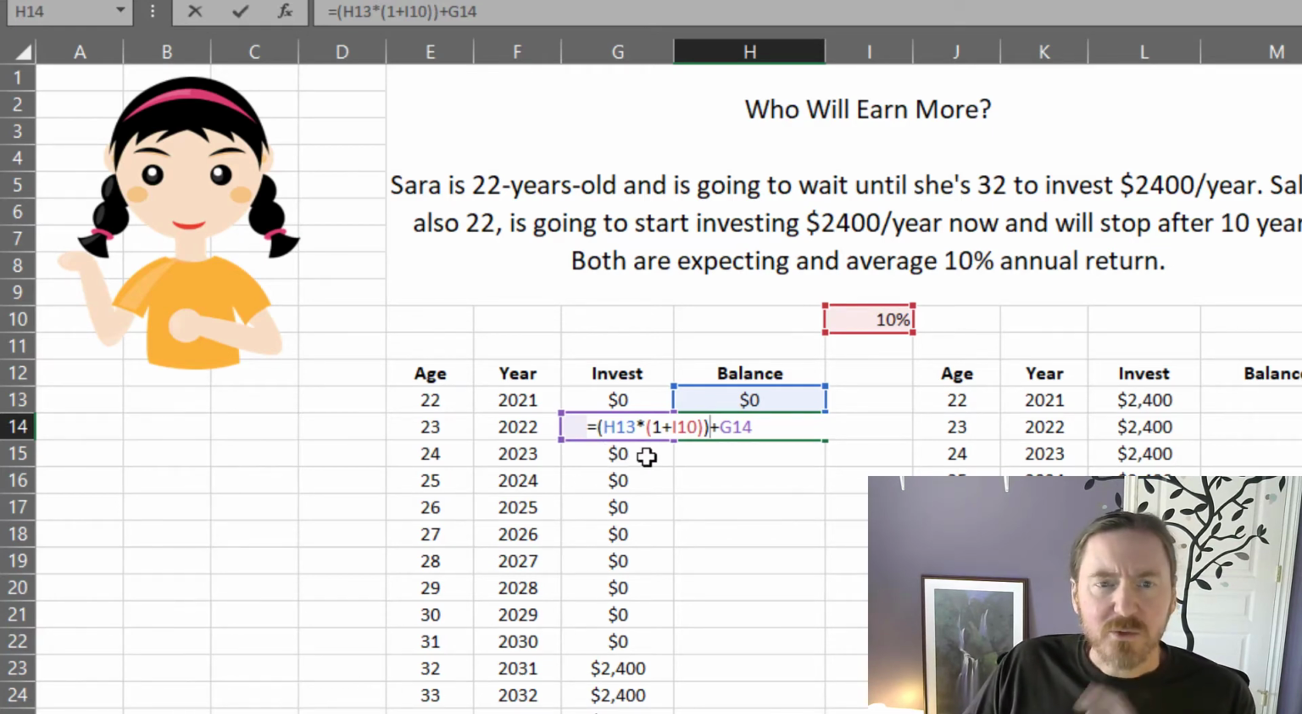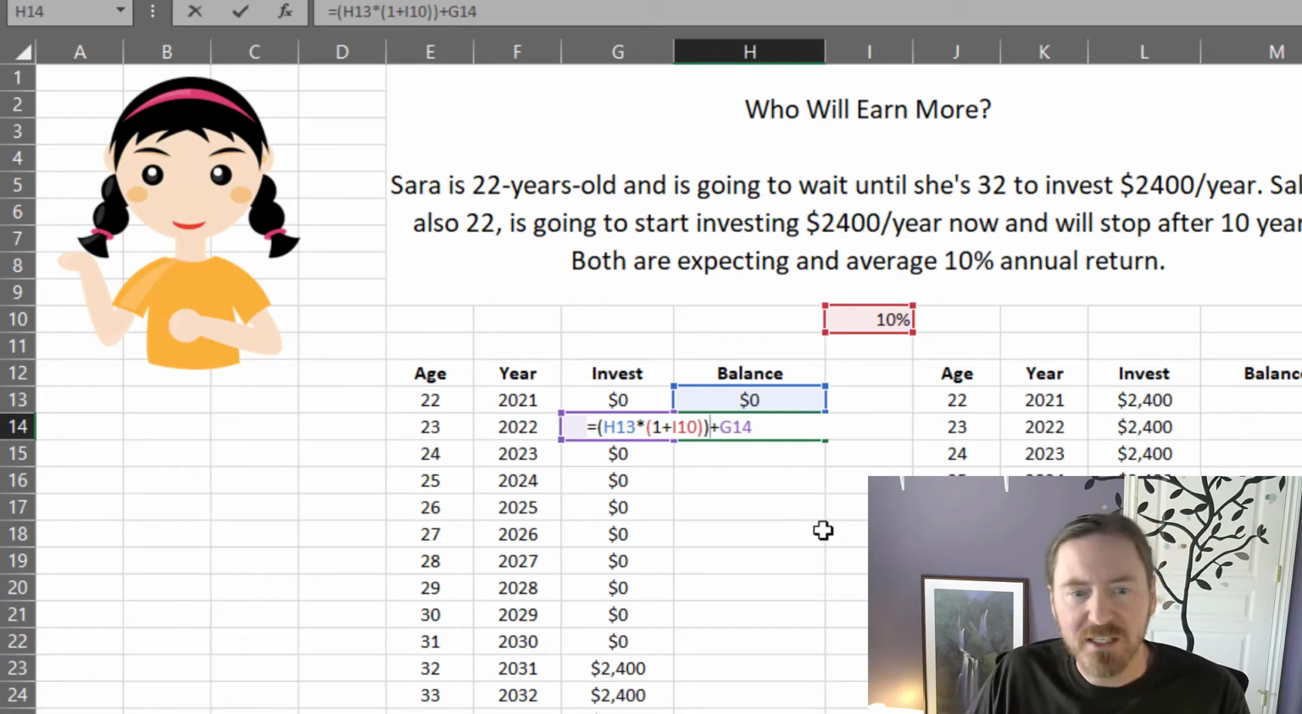Okay, now remember on that percentage increase where I multiplied by 1.1 in order to show that 10% increase? That's exactly what I'm doing here. So basically I'm taking the previous balance, doesn't matter that it's 0 by the way, and I'm multiplying that by 1 plus whatever is in I-10. I-10 is 10%, which is 0.1. 1 plus 0.1 is 1.1. So I'm taking her previous balance, multiplying it by 1.1, plus I'm adding in the latest investment.